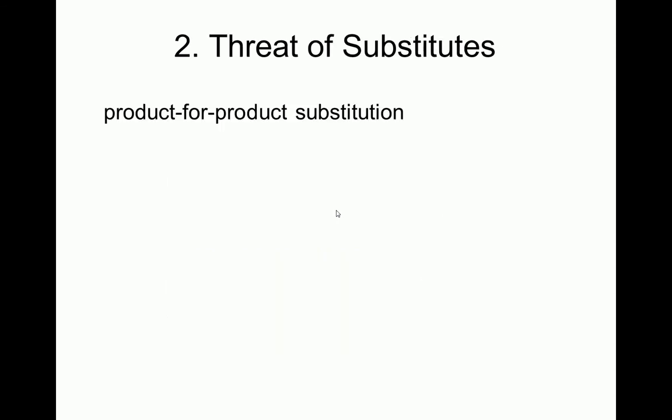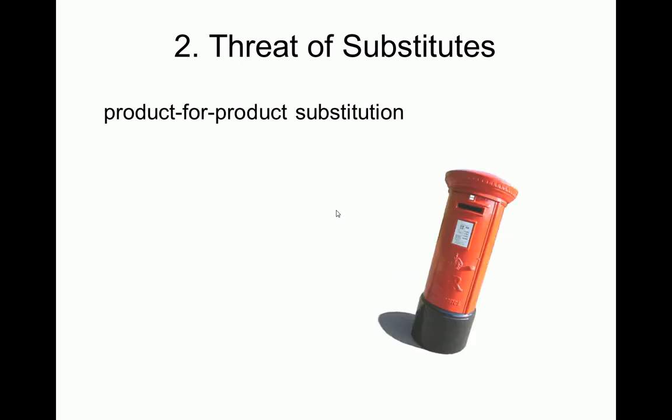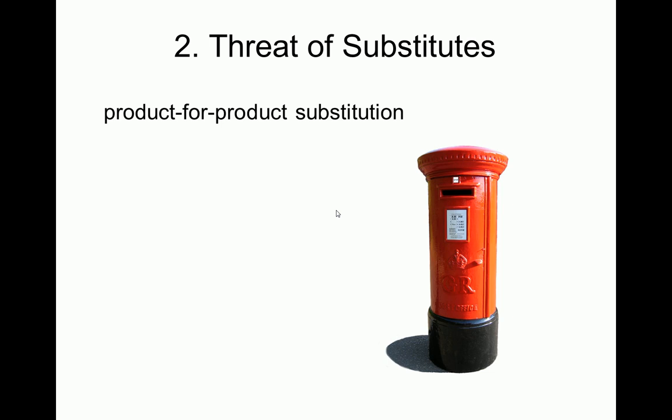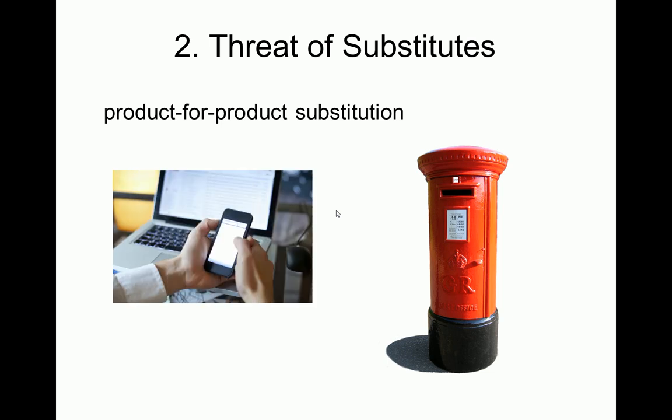But there are different ways in which substitution can arise. It might be straightforward product for product substitution. So how many of you have recently sent a letter? Conversely, how many of you even now at this very moment might be receiving or sending a text or an email? The Royal Mail has been suffering considerably over the last 10 years or more because of the rise of alternative ways of communicating, all at the expense of the good old favourite letter.